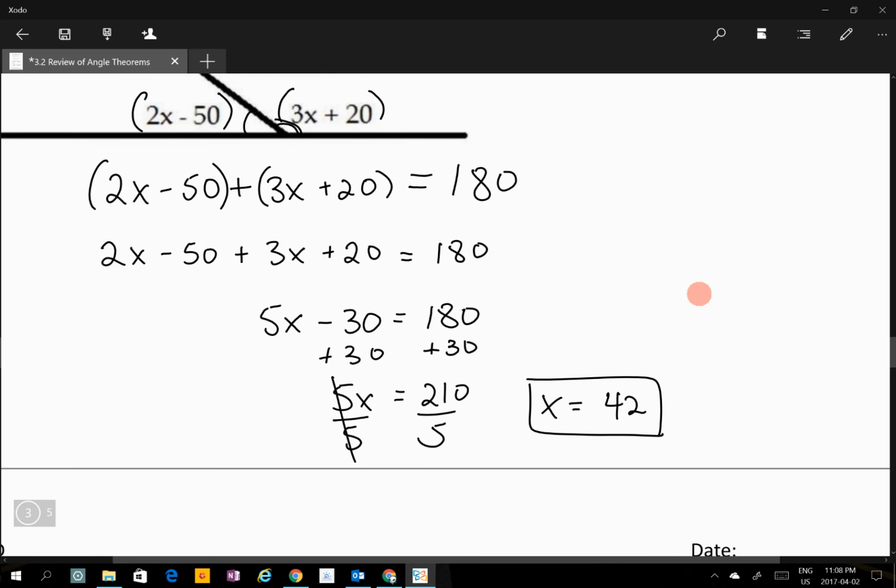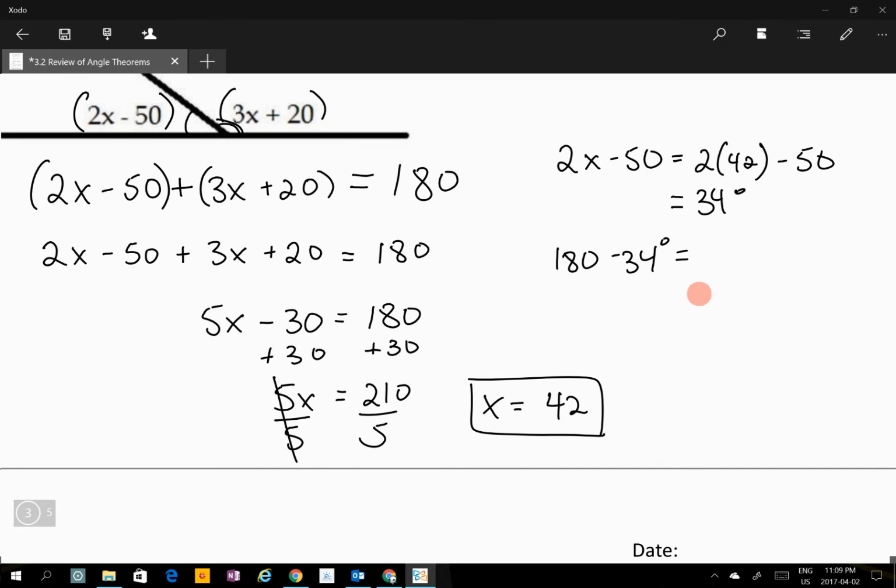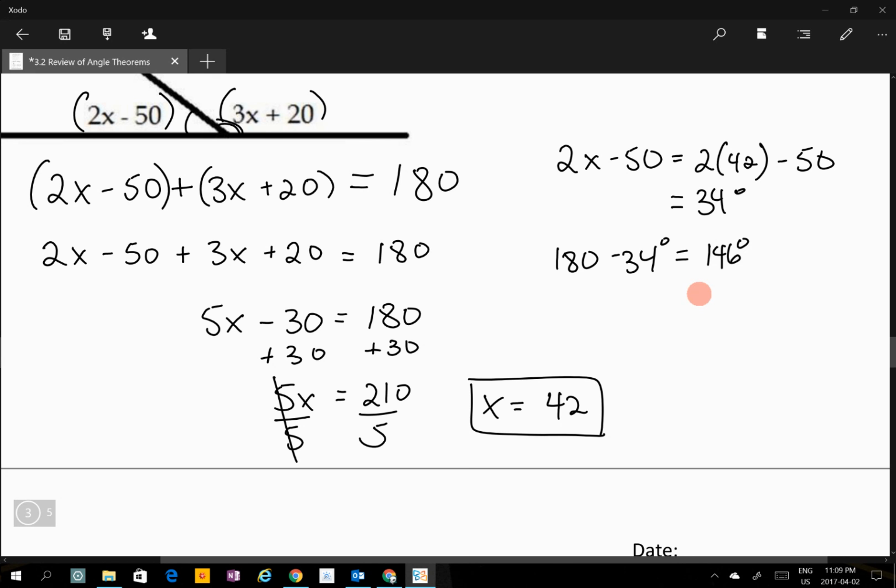If I'm asked to find the angles, then I take 2x minus 50, which is 2 times 42 minus 50, and that equals 34 degrees. That means the other angle is going to be 180 minus 34, which is 146 degrees. So you can also use equations to help you find unknown angles.